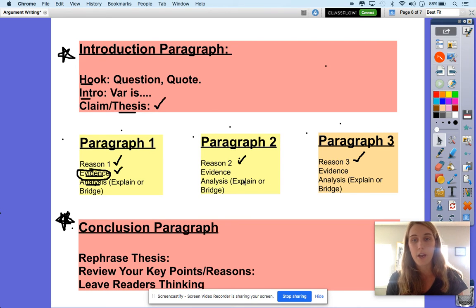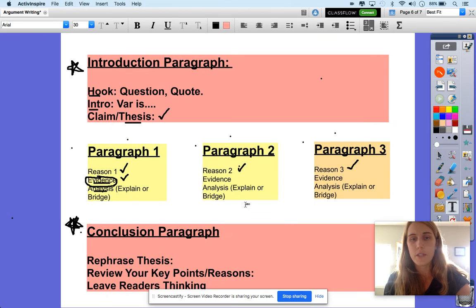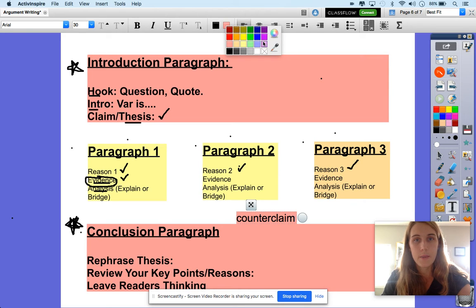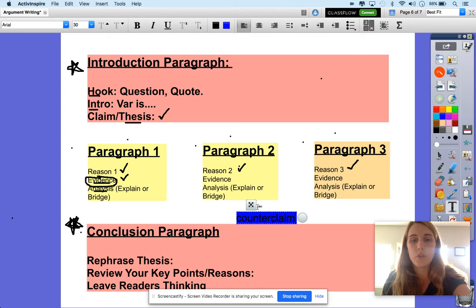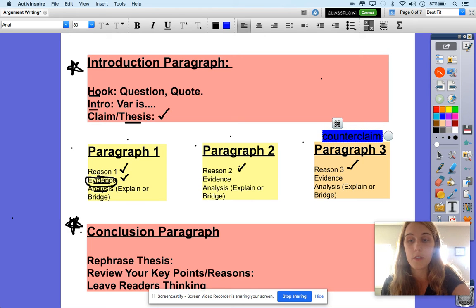You do that for each paragraph, and as you're forming this, I didn't plug it in for you, but you do need to be thinking about your counterclaim. I'll make this a different color. Let's make this blue. So you need to think, okay, where do I want to put my counterclaim? Do you want to dedicate a whole paragraph to it? Instead of a third reason, you just say, some people argue the opposite. They say this because, however.